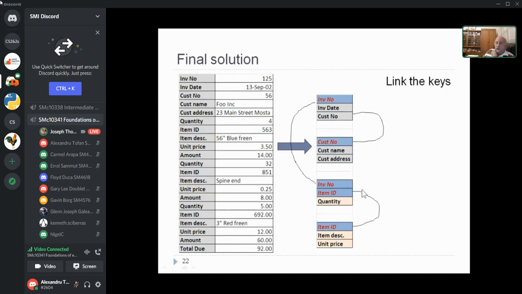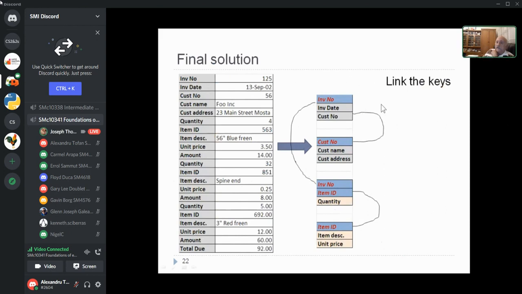Invoice number here is a foreign key linked to the primary key there. Item ID is a foreign key linked to the primary key here. So you see how the relationships work.